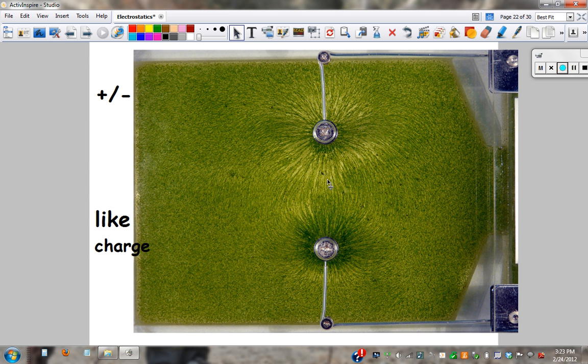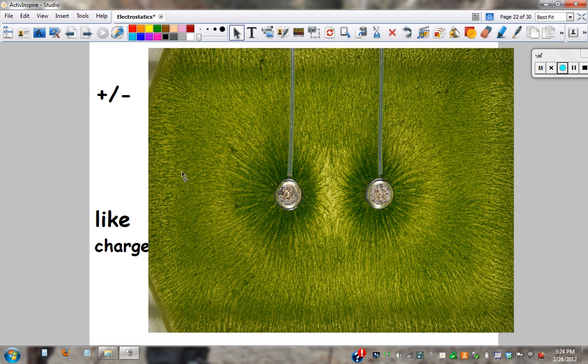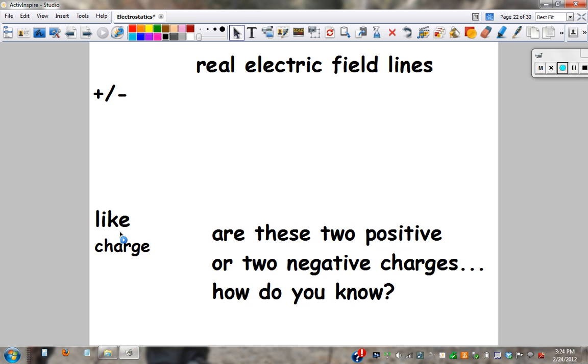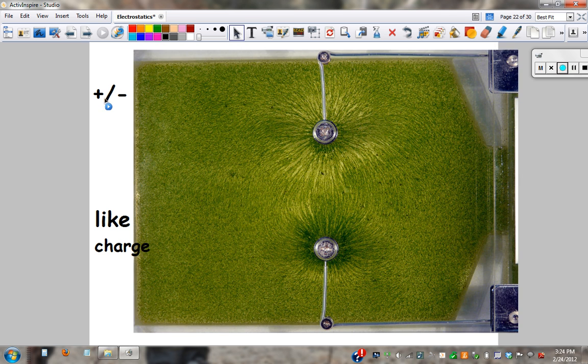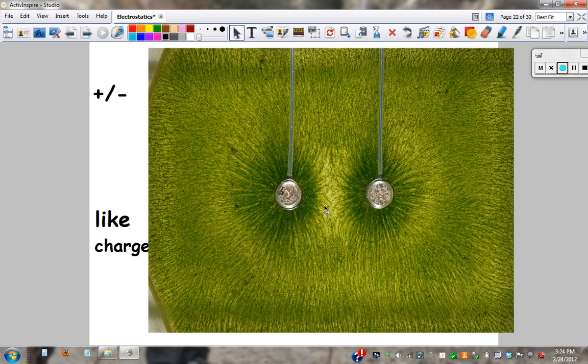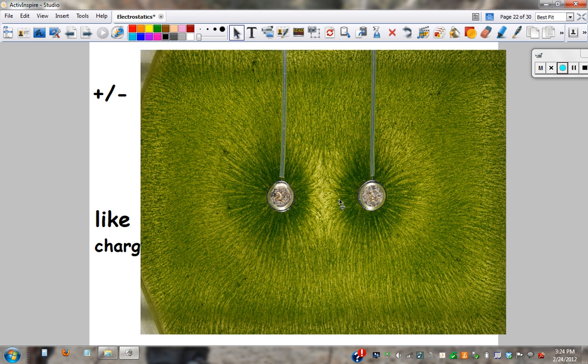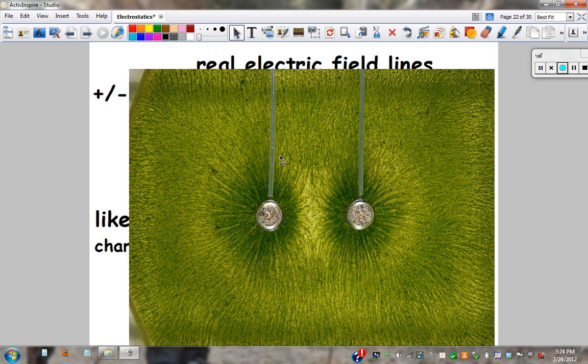Here is shavings of metal suspended in oil with an electric current going through it. And you can see these are like charges because they're coming together. Sorry, these are opposite charges. Opposites attract. And these ones are like charges, maybe both positive. And they want to come together, but then they start pushing away.